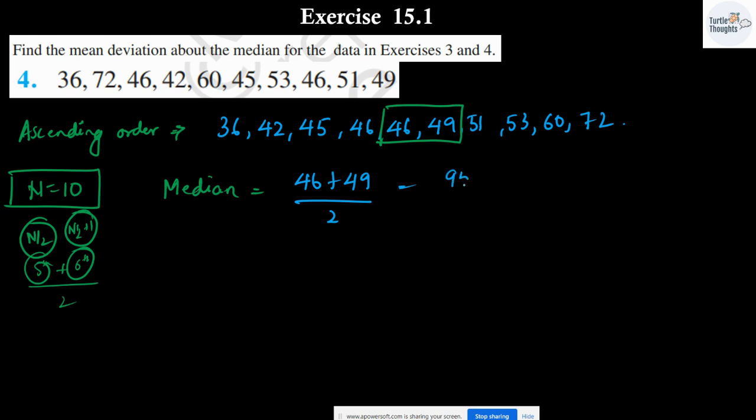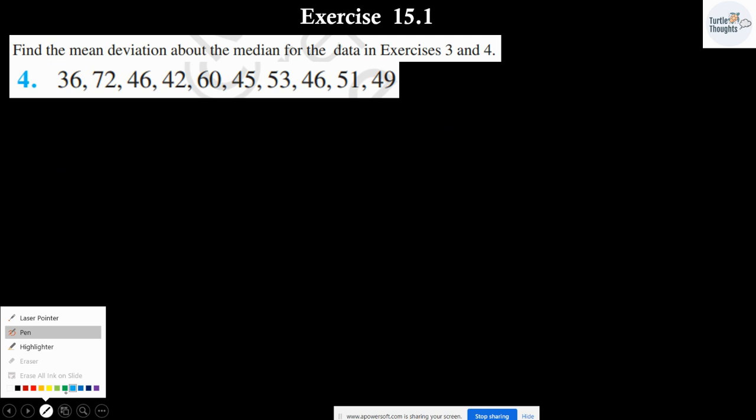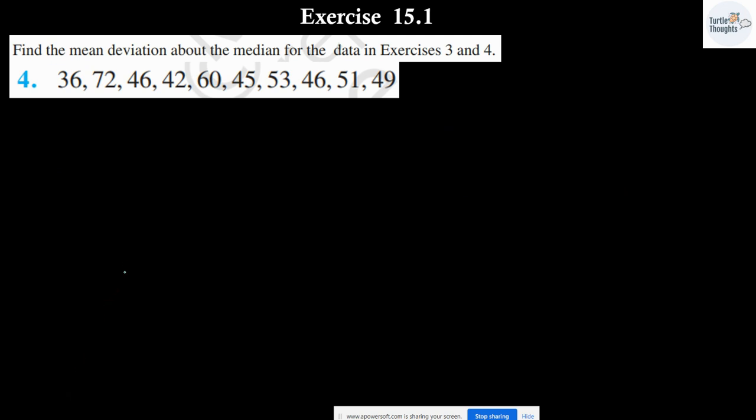The answer is going to be 95 over here. 95 divided by 2, you will be getting as 47.5. 47.5 you have got as your median. Now you have to subtract that median from all the numbers. You can write xi minus m, you have to consider for all the numbers. This is what I need to do.